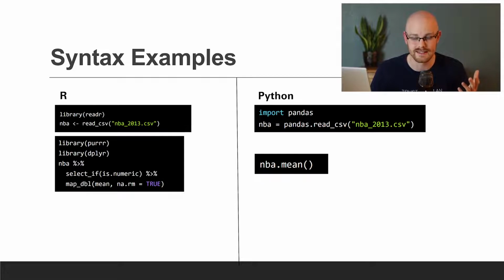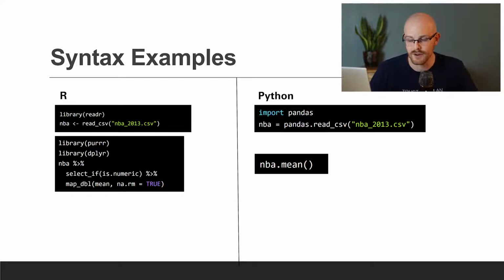I 100% cherry pick these, but I do feel like they're pretty representative of what the code looks like as a whole. And so a lot of people are probably going to get mad at me saying, no, R is much easier than this. And you may be right in some aspects, but for the most part, I feel like this is fairly accurate. We're just reading in a CSV file and then trying to find the mean on a column or a field. And that's about it.